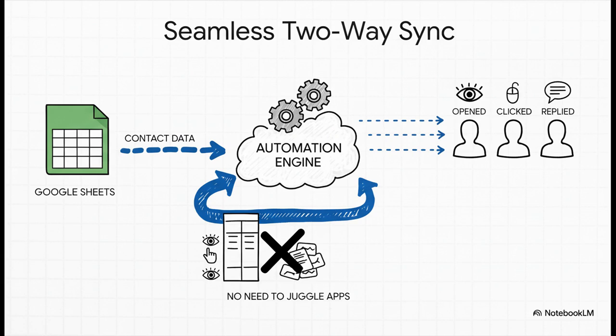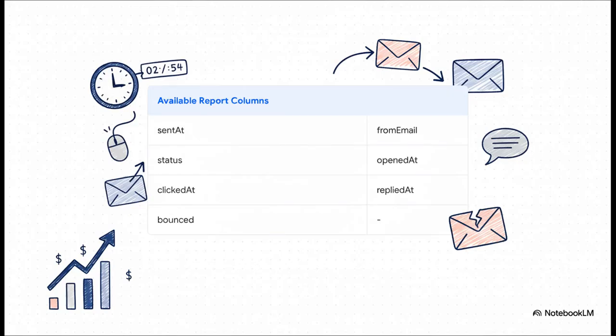You don't have to go digging for reports or juggling a bunch of different apps. All of the performance data, who opened, who clicked, who replied, can be written right back into that same Google Sheet you started with. Your contacts and your results all live in the same place. And you get to decide exactly what you see. You can get timestamps for when an email was sent, opened, or clicked. You can see a clear status on whether someone replied or if the email bounced. This kind of detail gives you this crystal clear picture of how your campaign is doing, so you can go in, tweak your messages, and really dial in your strategy for growth.